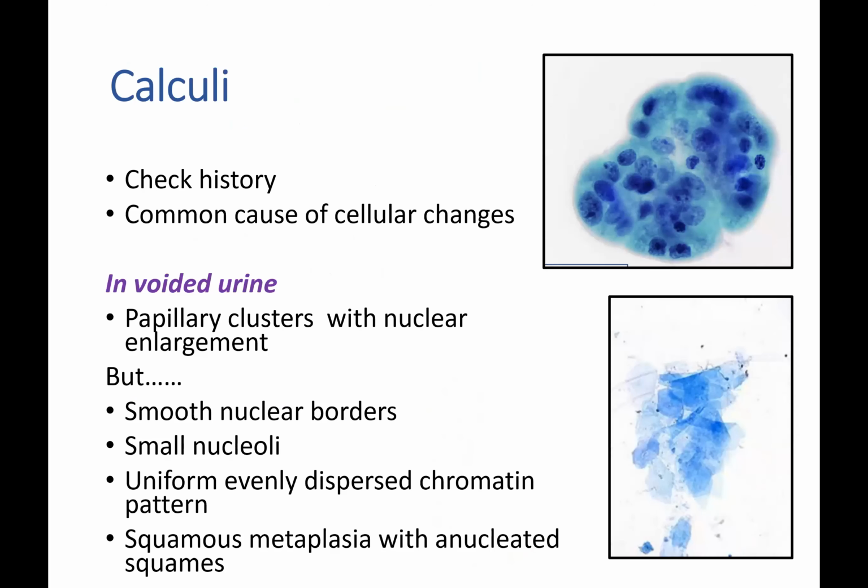Renal calculi are a not uncommon cause of cellular changes in urine samples, and especially in voided urine samples, they can present as numerous papillary clusters where the nuclei do look a bit larger. However, looking closely, they should have smooth nuclear borders and only small nucleoli. The chromatin should be evenly dispersed. Another feature that you can find with renal calculi is the presence of squamous metaplasia, and sometimes you do see enucleated squames. The history, however, will help avoid this pitfall.